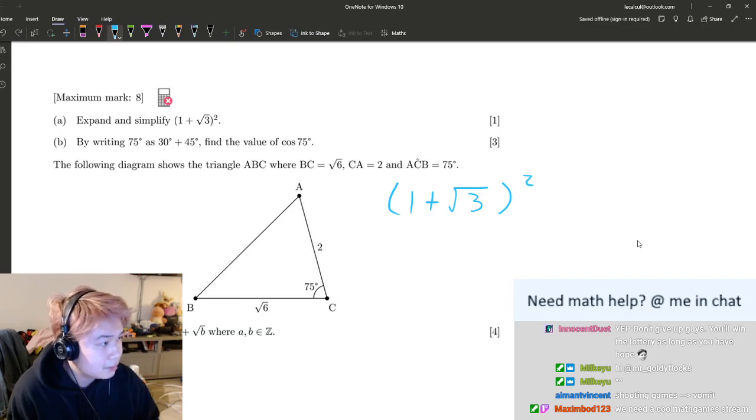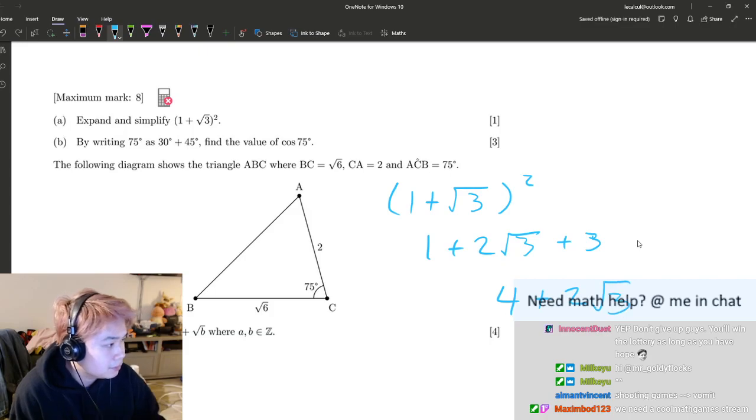Okay, we're gonna square this, so we get 1 plus 2 root 3 plus 3, which simplifies to 4 plus 2 root 3.